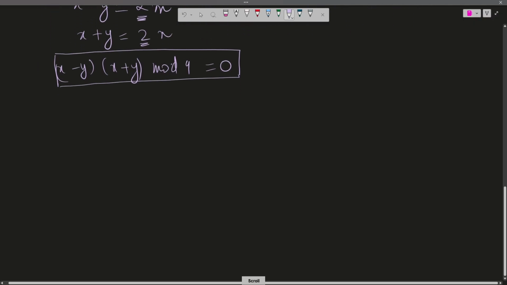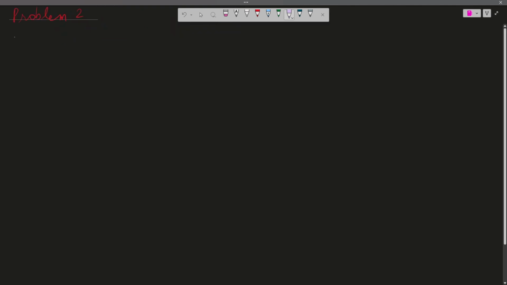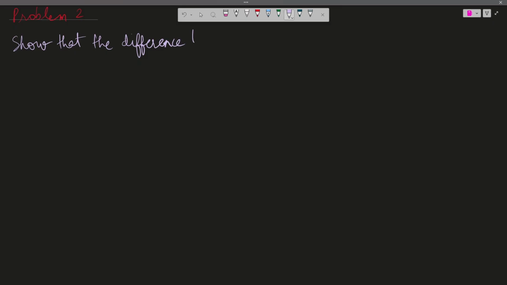Okay, now another case, problem number 2: show that the difference between any number and its square is even. How could we show that, or how could we prove it?